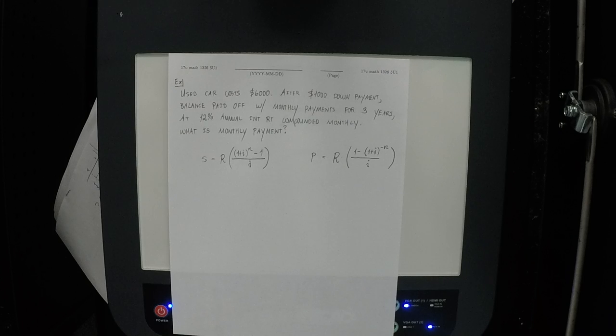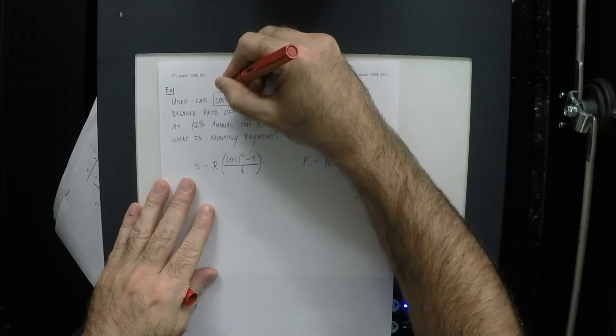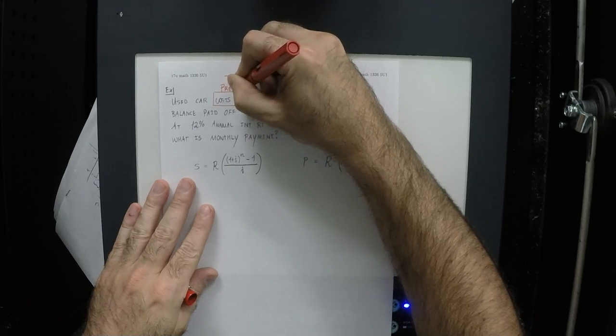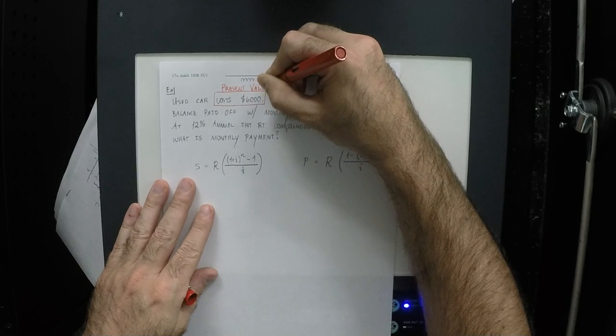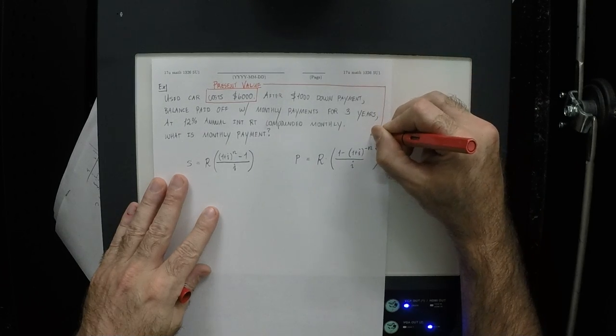But instead, you're saying to the seller, okay, I don't have $6,000 right now. I do have 1,000 right now, and I'll give that to you, and I'll agree to make monthly payments. But we both agree that right now the car is worth $6,000. So is it clear that the amount of money we're talking about is an amount of money right now? Okay. So as a result of those considerations, we must be using this formula and not the other one.